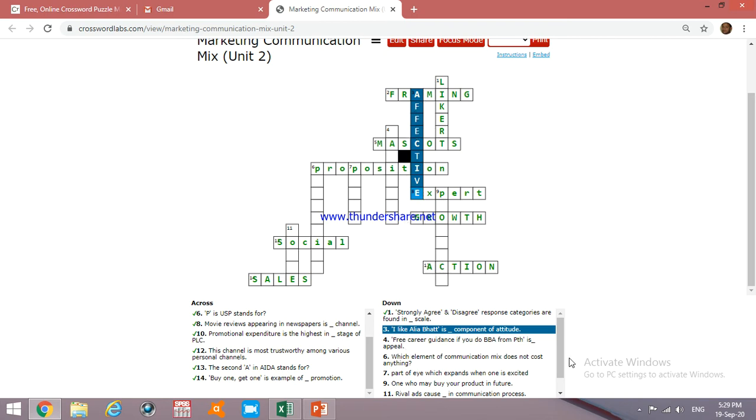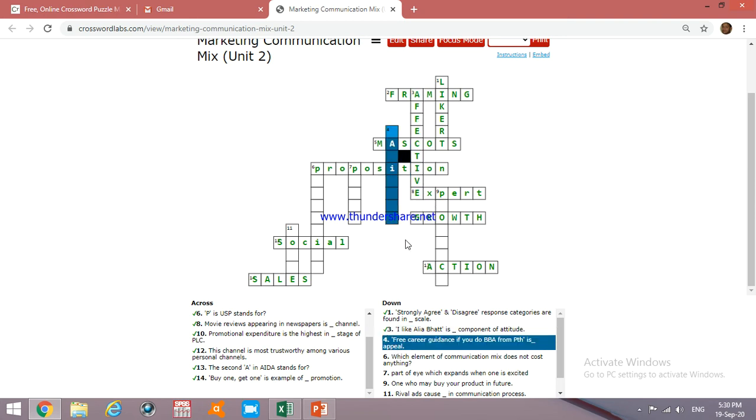Fine. Now free career guidance if you do BBA from Pithoragarh is what kind of appeal? I hope you remember that there were three different types of appeal that we had talked about: the rational, the emotional appeal, and the moral appeal. Emotion basically appeals to your emotions: fear, joy, happiness, togetherness. So these are different types of emotions. But rational appeal talks about the benefits of a particular product or the attributes of a particular product. So basically, when we are saying that you would get free career guidance if you do BBA from Pithoragarh, what we are talking about is the benefits which you will have if you do your BBA from Pithoragarh, and that is basically an example of rational appeal. So let me write down rational in point number 4, right? Rational.